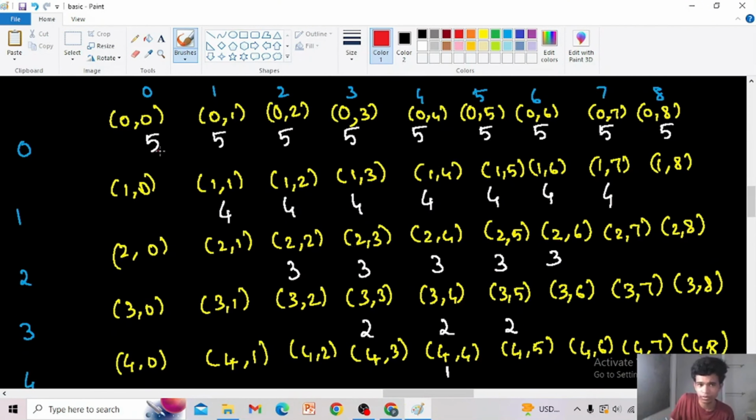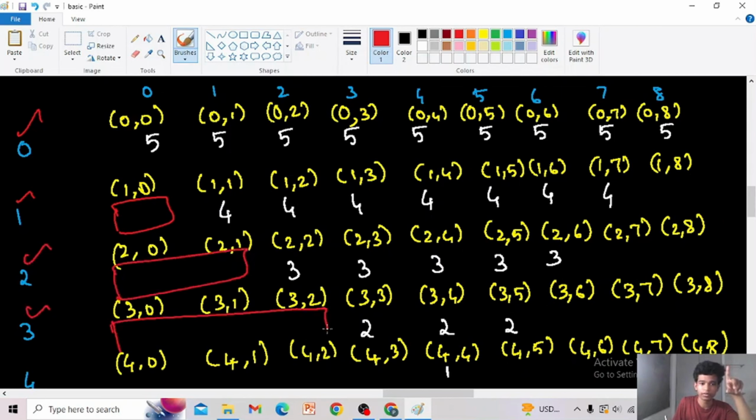In the first row, that is the zeroth row, I have no space. But in the first row, I have one space. In the second row, I have two spaces. In the third row, I have three spaces. In the fourth row, I have four spaces. So it is so easy, right?